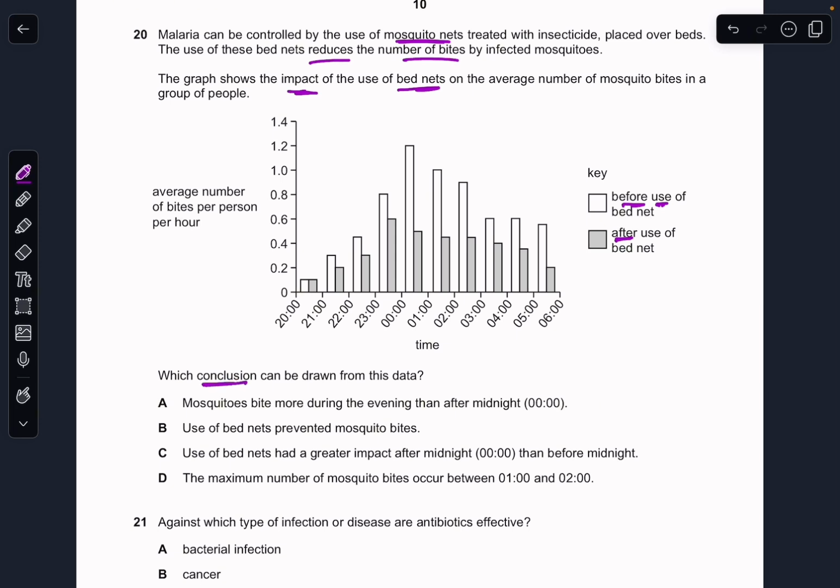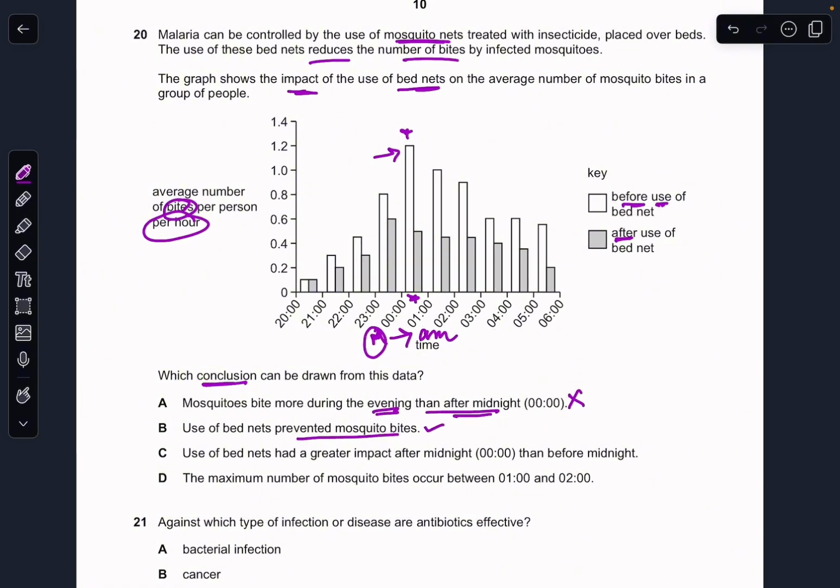Now, if you look over here, the most number of bites per hour was the most over here. This is midnight, and this is after midnight during the AM time. Mosquito bite more during the evening than after the midnight? No, this is wrong. Mosquito bites are more after the midnight. Use of bed nets prevented mosquito bites? Yes, it does prevent mosquito bites.